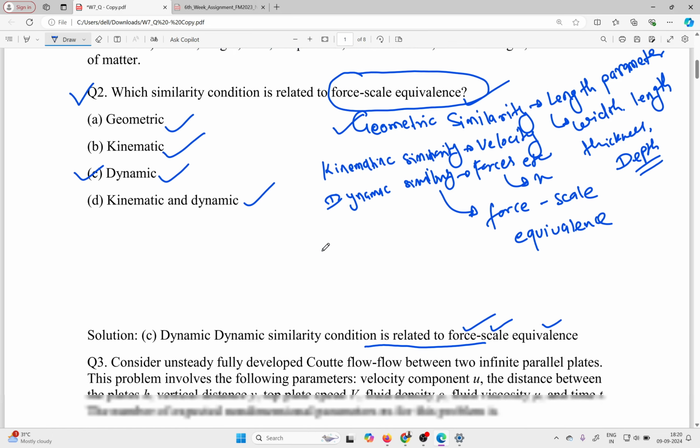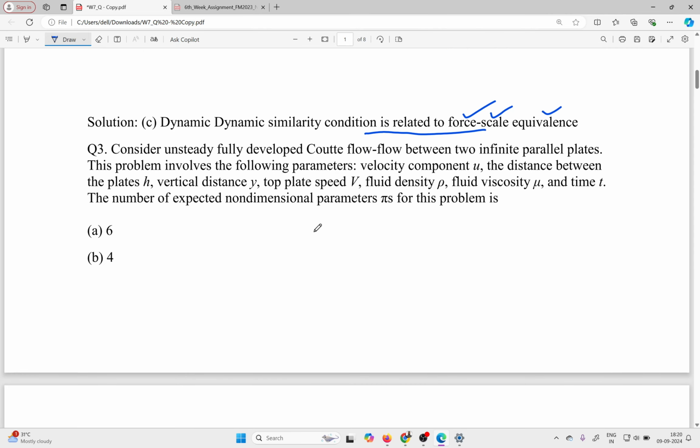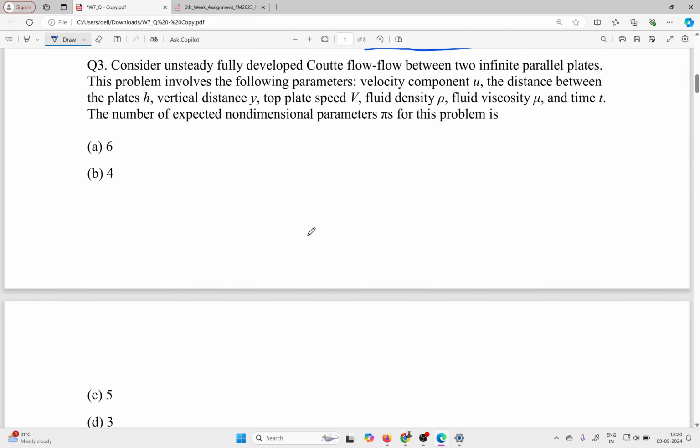Now moving ahead with question number 3. So this is very important. Question number 3 is: consider unsteady fully developed fluid flow between two infinite parallel plates.